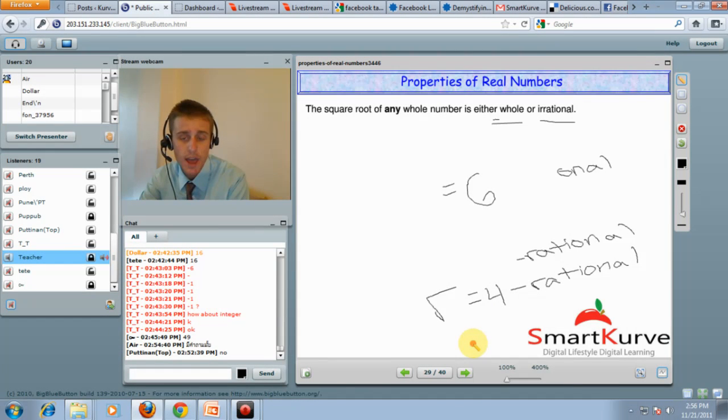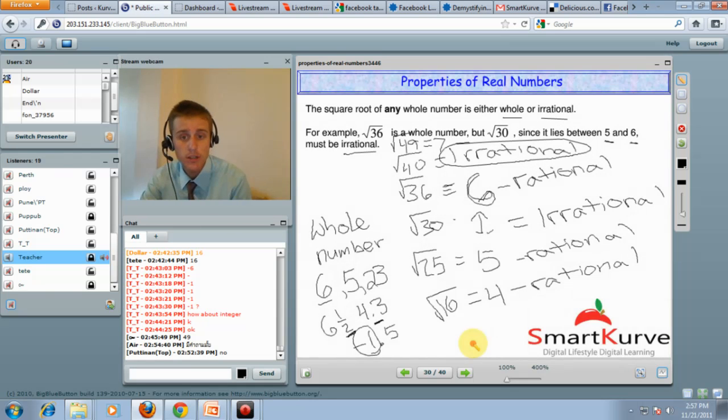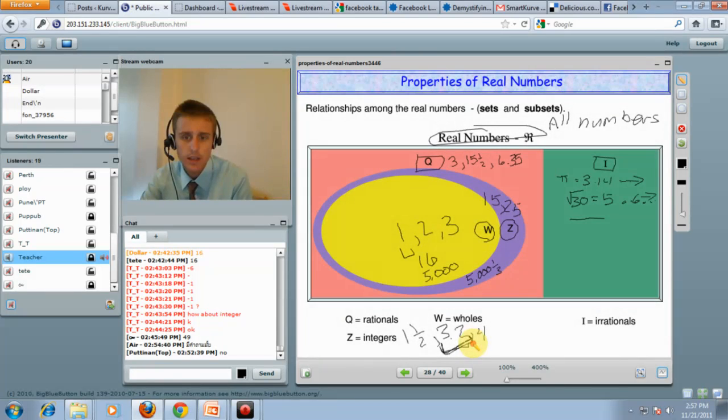The square root of any whole number is either whole or irrational. If it's a whole number, remember, it's a rational number because whole numbers are right here with the W. And if it does not end, it is irrational. So it is either a whole number or an irrational number.